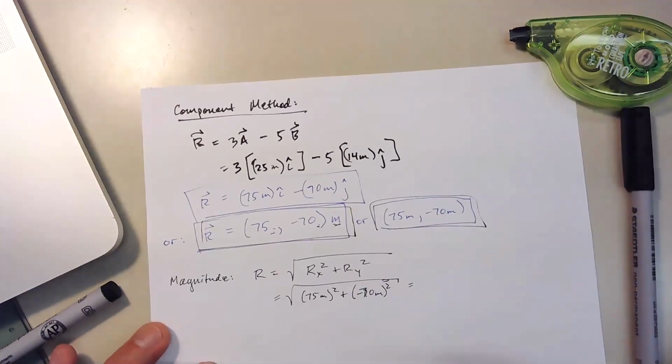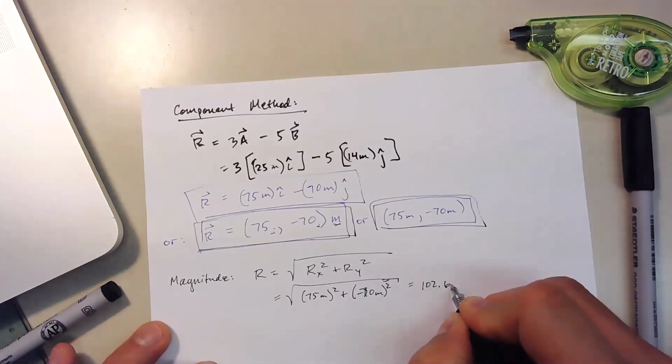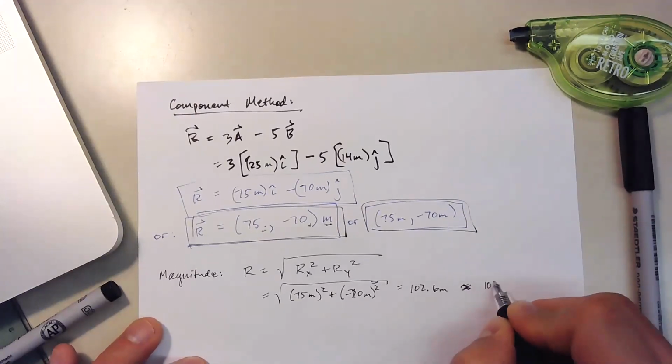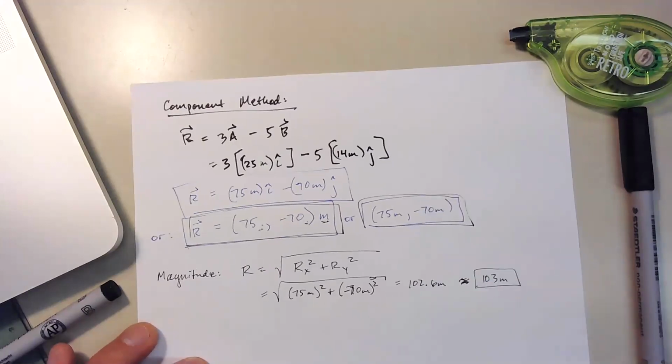And then I ask my calculator what the answer to that is, and it says 102.6 meters. And I look at the problem as a whole, and I say, oh, it looks like about a 3 sig fig problem. So 103 meters.